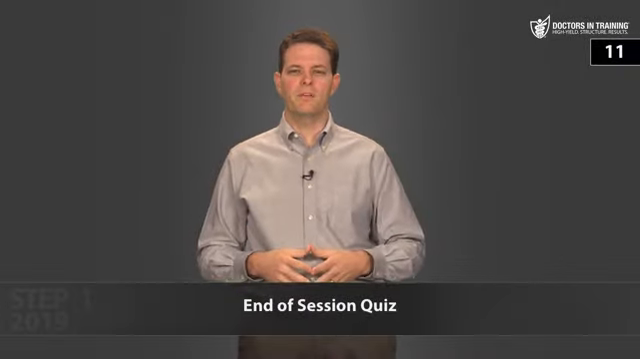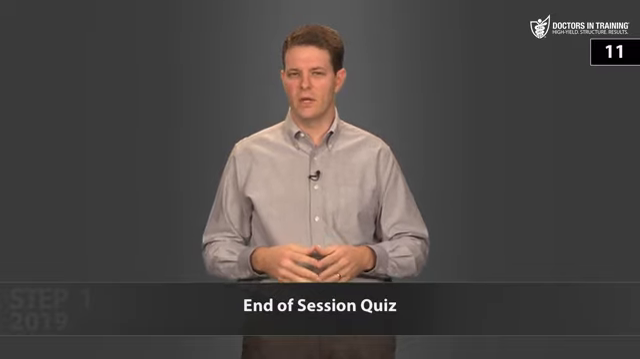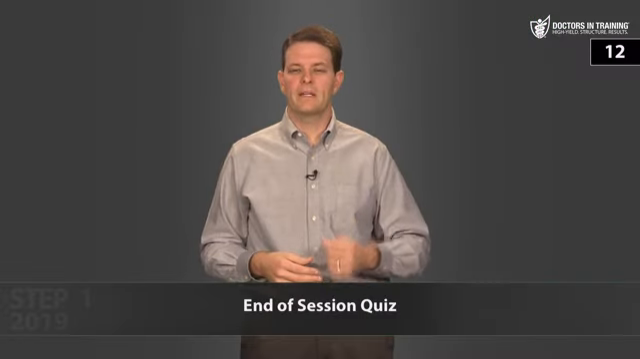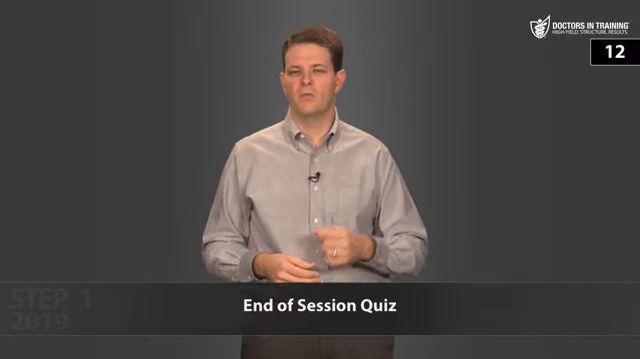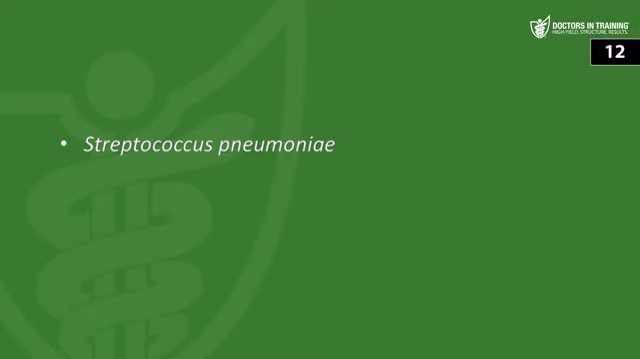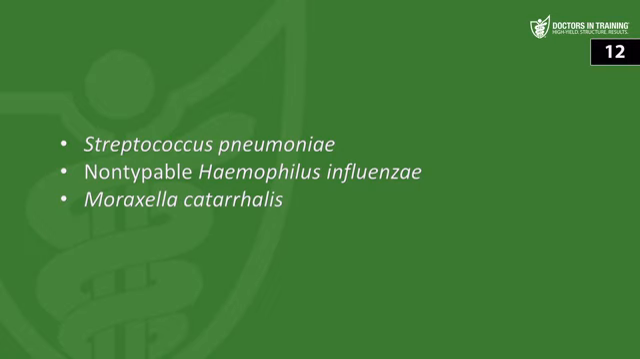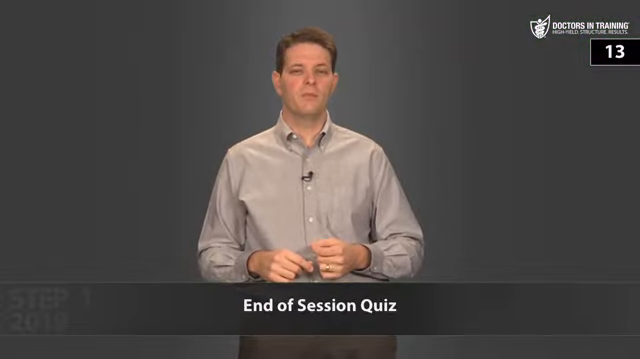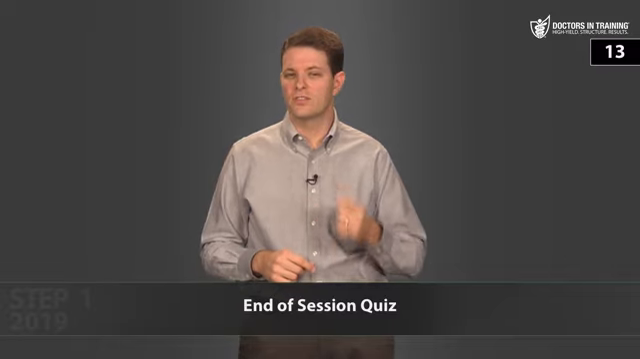First question. Patient presents with vertigo, tinnitus, and hearing loss. What's the diagnosis? That's the classic triad of Meniere's disease. Next, which bacterial organisms are most commonly responsible for acute otitis media? We mentioned Strep pneumoniae, non-typable Haemophilus influenzae, and Moraxella catarrhalis. Next, what bacterial organism is most commonly responsible for otitis externa?